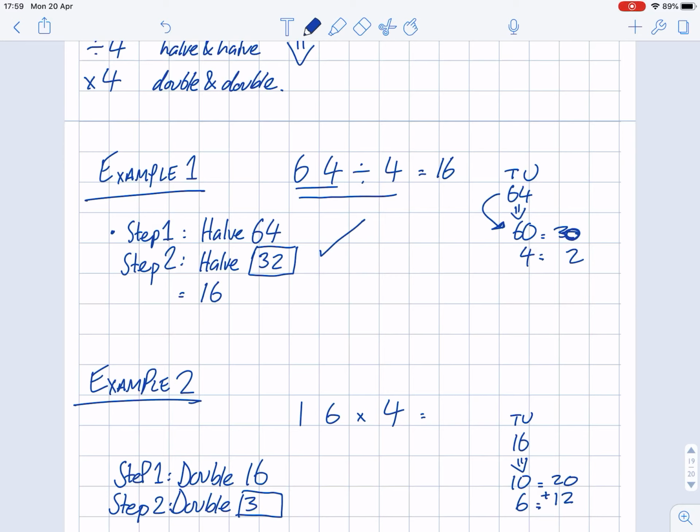So I'll put my answer here. And double 32, well, I can do that in my head, is 64. So again, remind you, multiply by 4. All you've got to do is double this number, and then whatever the answer is, in this case it was 32, and you've got to double that.